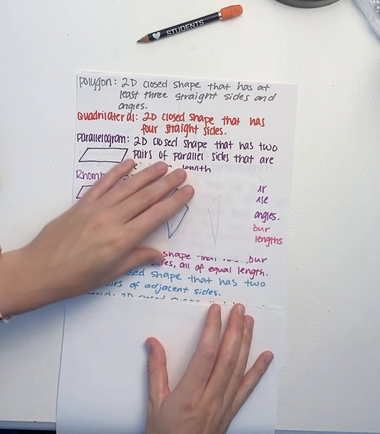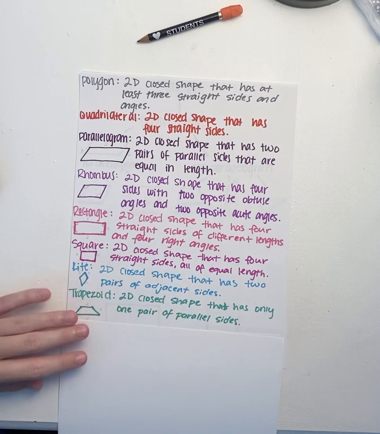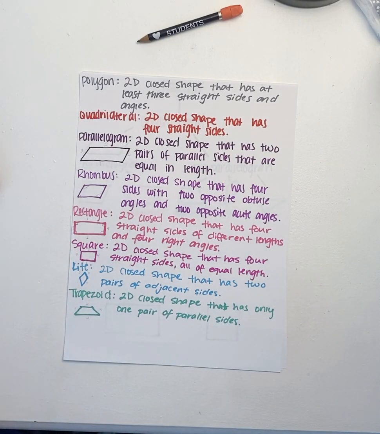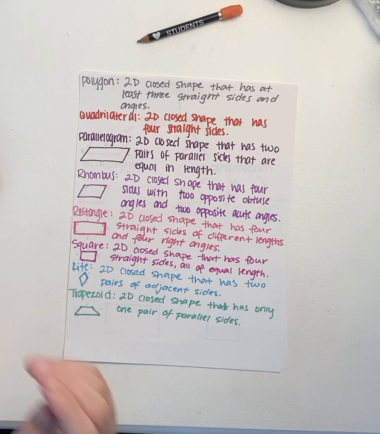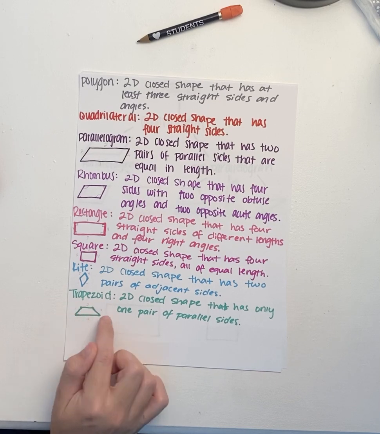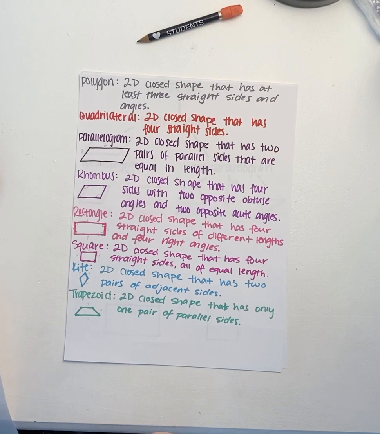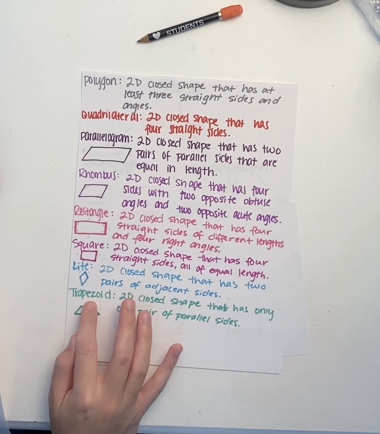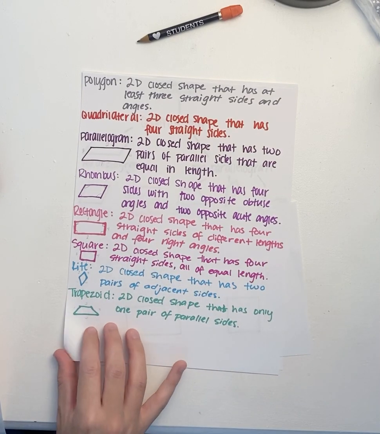All right, and then a trapezoid is a two-dimensional closed shape that has only 1 pair of parallel sides. So sides 2 and 4 right here, they are parallel lines. Just because they don't have the same length does not mean they're not parallel. These are parallel. So they will run along each other without ever intersecting.